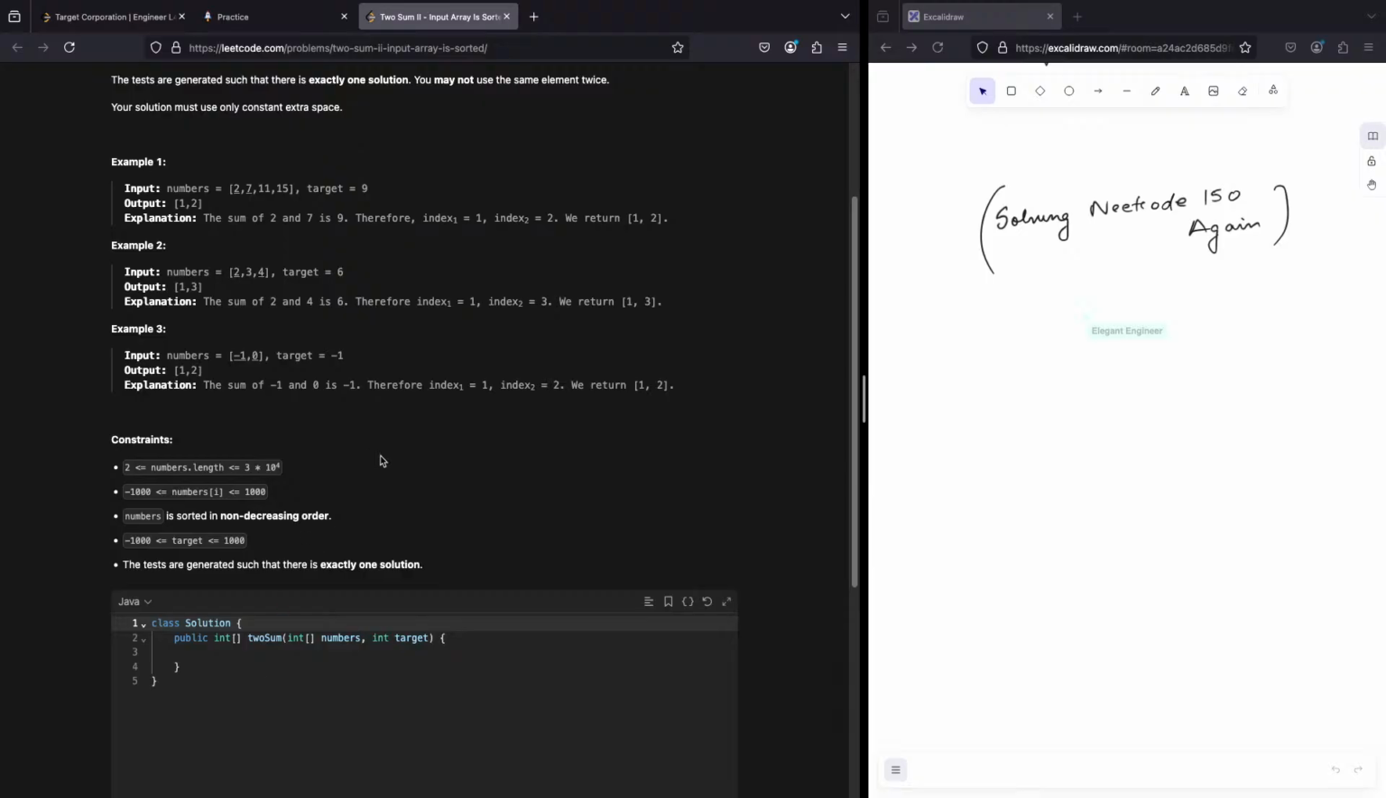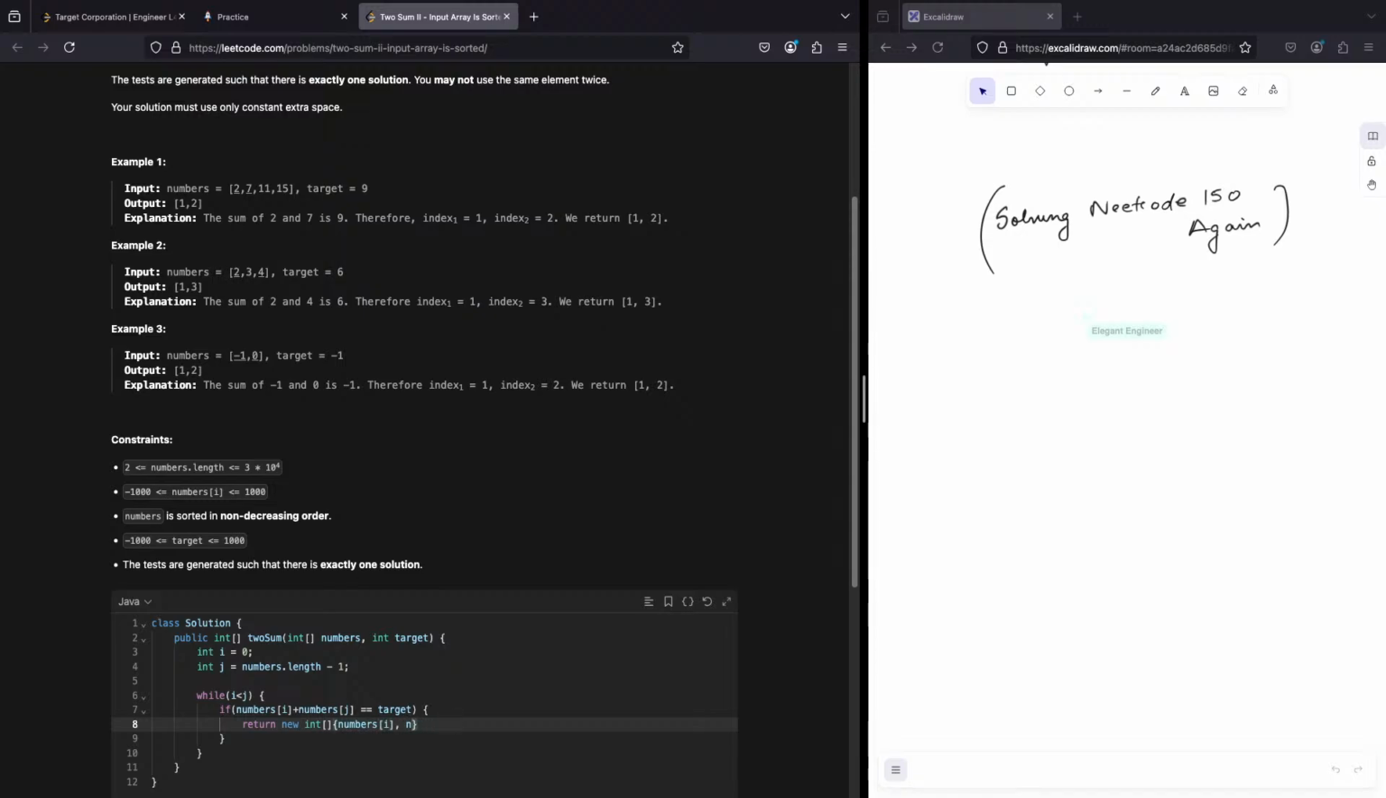Very simple problem. If the array is sorted, then you basically check whether the sum is the target. Best way to do it is with two pointers: i is equal to 0, j is the last index. While i is less than j, if nums of i plus nums of j is equal to target, return the indices i, j.